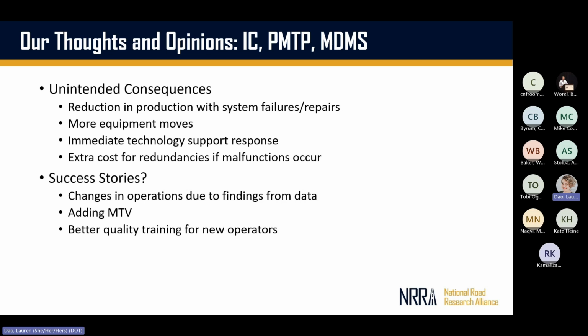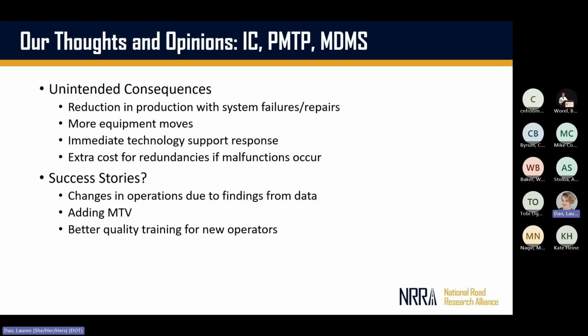So there's a reduction in production. We will have slower rates with some of these failures. Now, the other thing we noticed is that you do have to move equipment around more often, because your whole fleet is not instrumented, so you have to hop from job to job. When things go down, we have to have an immediate response, whether it's our own technical person or from our vendors. And then there's extra costs if you try to build in redundancy for when there are malfunctions.